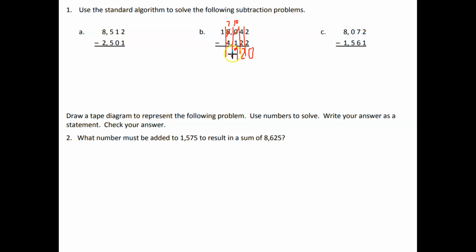I have a comma here and a comma here, so I'm going to drop that comma down to the same spot. 7 take away 4 equals 3. And 1 take away nothing, we're going to pretend that there's a 0 right there, equals 1. So altogether, B, our answer is 13,920. Don't you just love getting free answers?